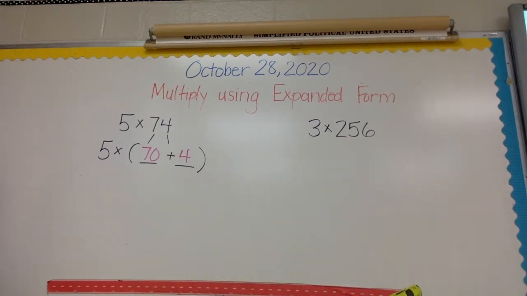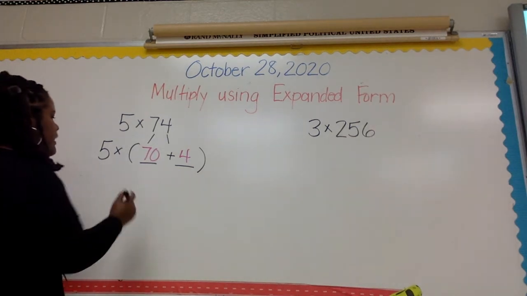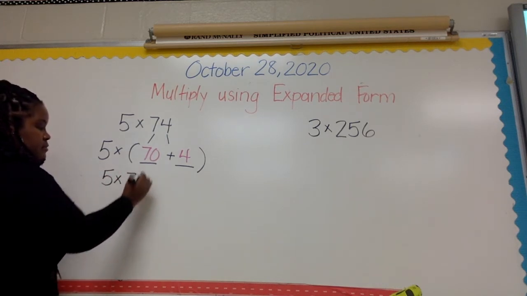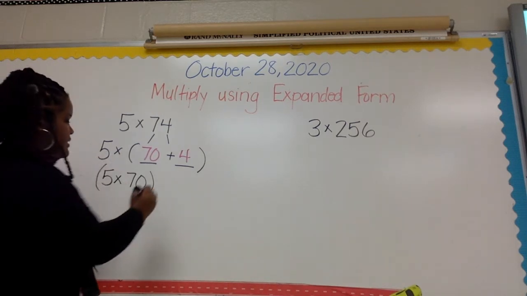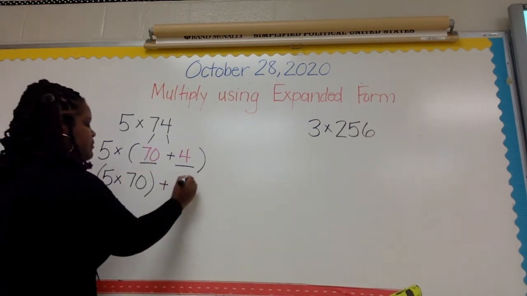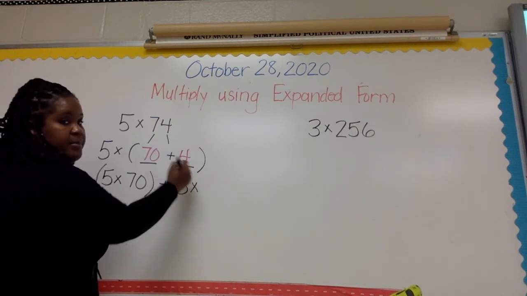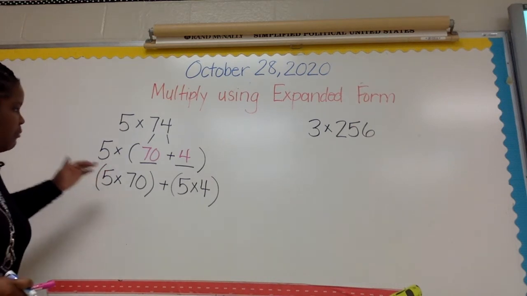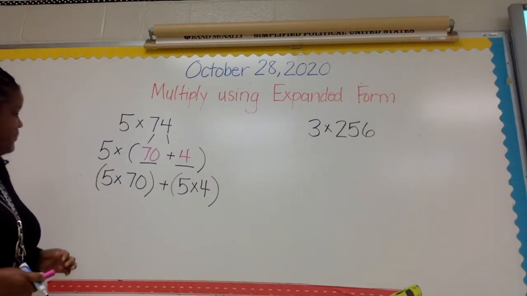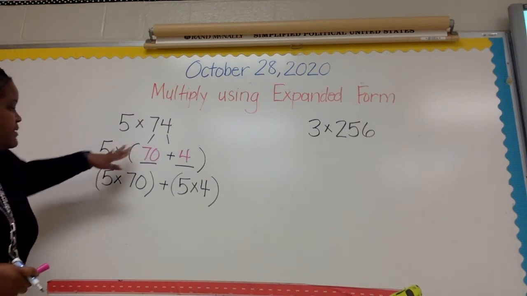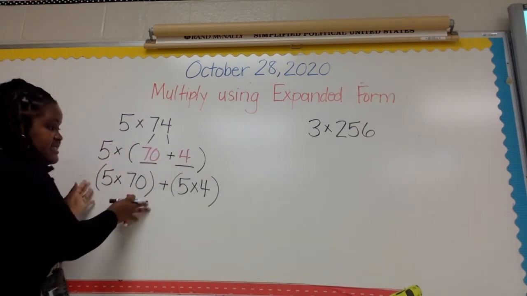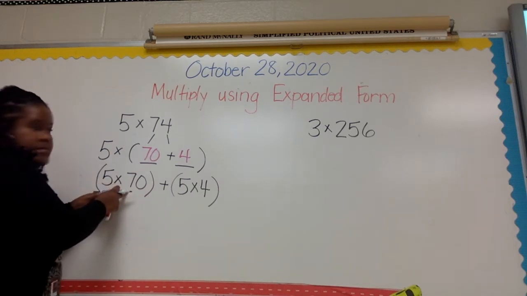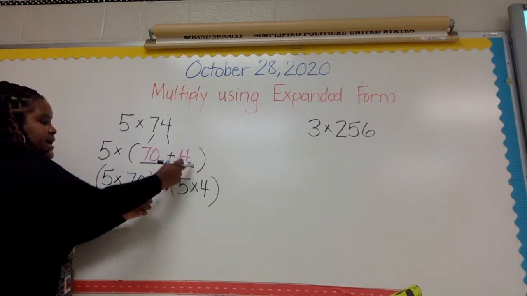All right, so now I'm going to say 5 times 70 plus 5 times the number 4. Okay, I'm just breaking the problem down. Okay, so right here it says 5 times everything in parentheses. So really this is the same thing. I'm just breaking it down a little further. 5 times 70. Then I'm going to add 5 times 4.